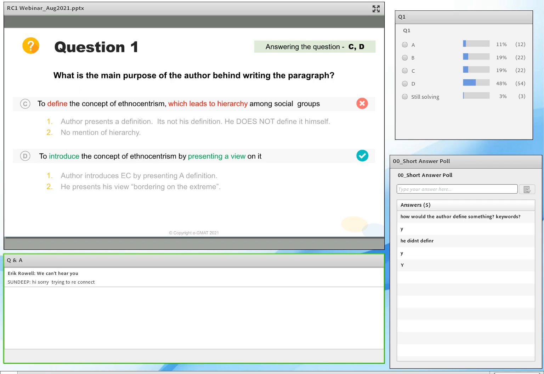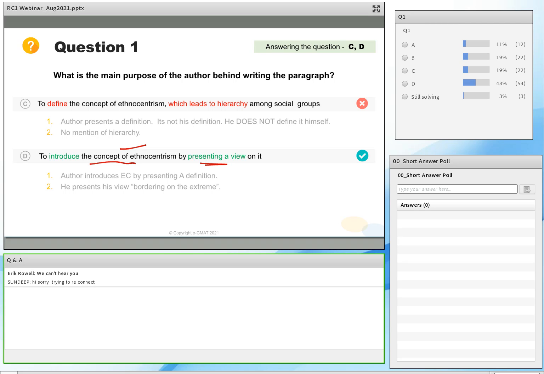Now, to introduce the concept of EC by presenting a view on it. This is, of course, the correct answer because notice the way it's worded. Not presenting his view or her view or their view. It's by presenting a view. It's presenting one definition, not necessarily the definition the author himself or herself agrees with. Imagine I'm the author and you are the reader. By reading this passage, did you get introduced to the concept of ethnocentrism? Yes, you did. I did not give you the actual accepted worldwide definition, but I still introduced you to the concept of EC. How did I do that? By presenting one particular definition of EC.